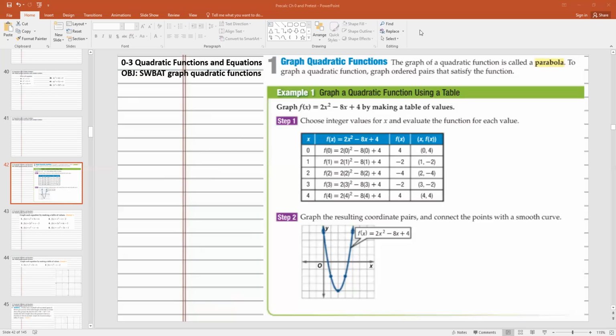And when we graph these quadratic functions, we end up with parabolas. And parabolas are those U-shaped graphs like you see there on the board, right? It can be up like that, or it could be down like this. Okay, and we'll talk about how to get those later. Let's put that on the notes. Parabolas.